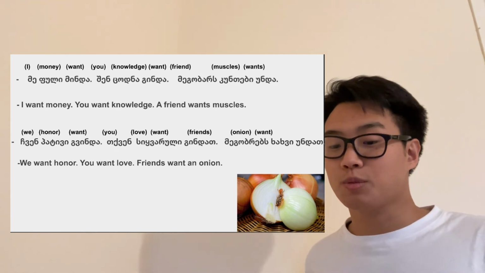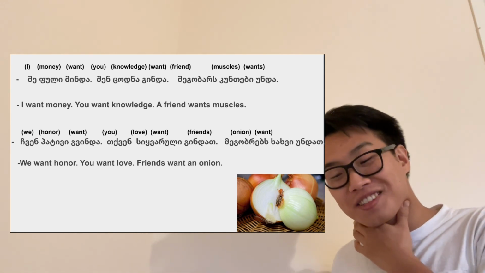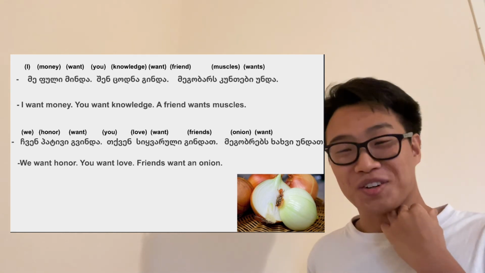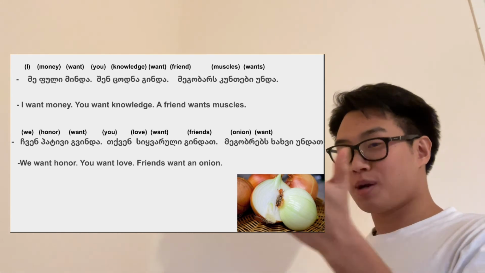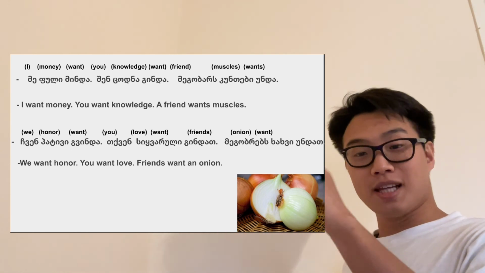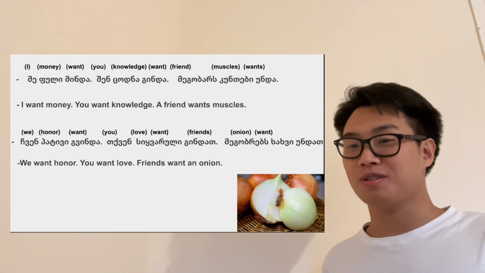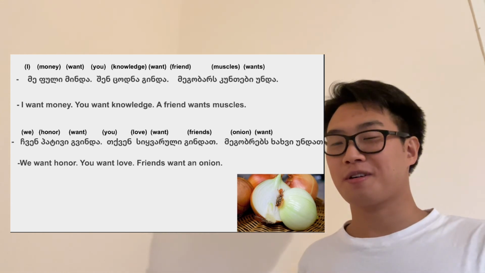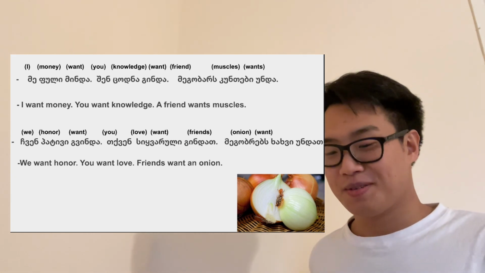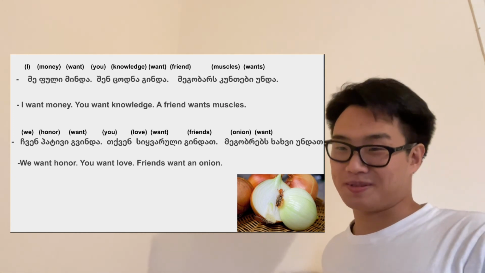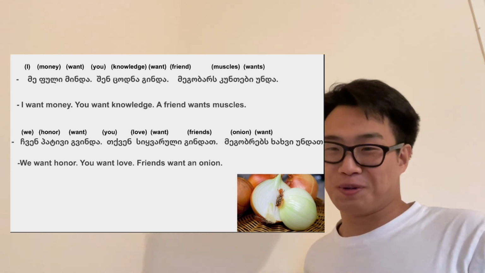And last, friends want an onion. Was I eating an onion when I was making these slides? I don't remember, but megobrebs, megobari, megobrebi, nominative case plural form, and its dative case megobrebs, hachvi, onion, undat, third person plural form, megobrebs hachvi undat. We have to remember this word as well. Maybe you have to use this word.